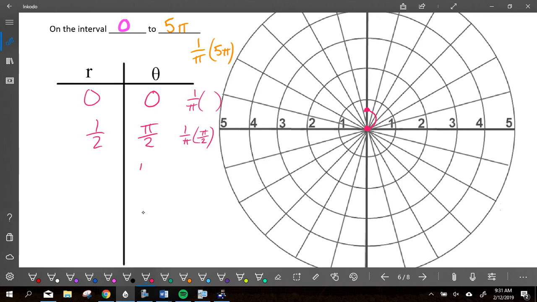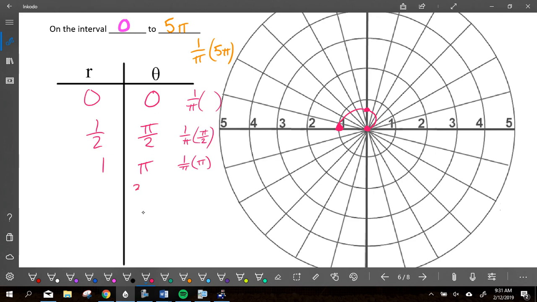So the next one, let's do pi. So I'm doing 1 over pi times pi. What is my radius going to be over here at pi? 1. And so now I got a dot here. I'm going to work my way out. If I only graphed from 0 to pi, that would be the whole graph.